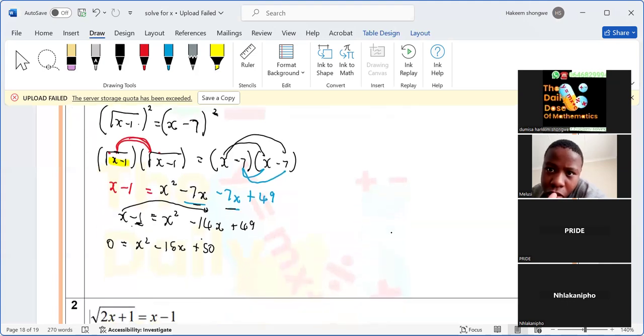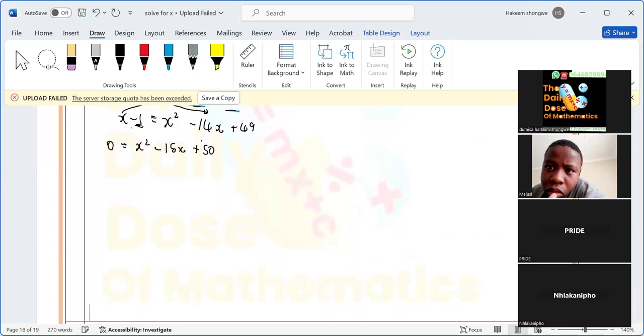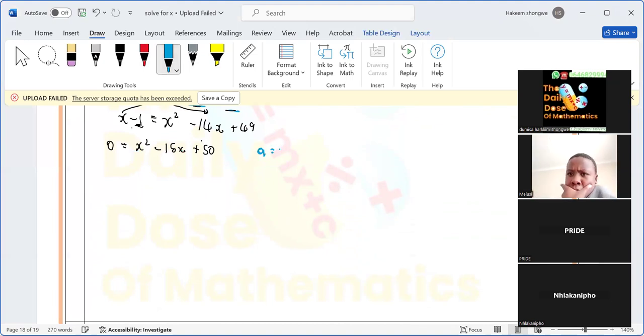Then you indicate a, b, c. We can use the quadratic formula. So what is your a? A is 1. Okay, what is your b? B is negative 15. What is your c? C is 50.